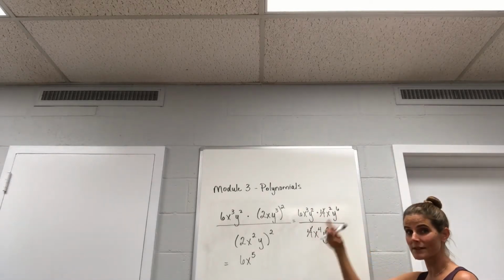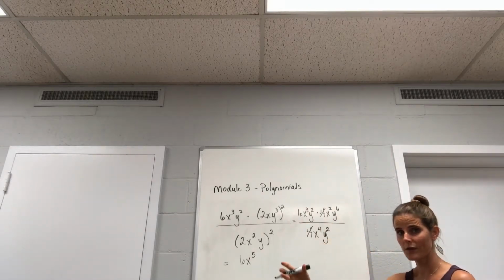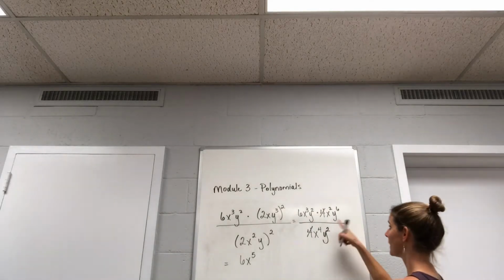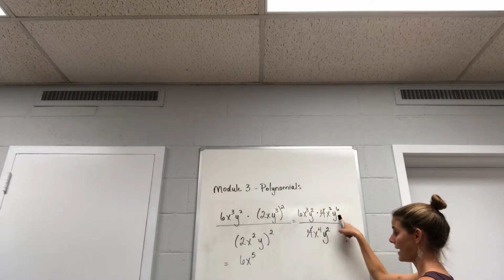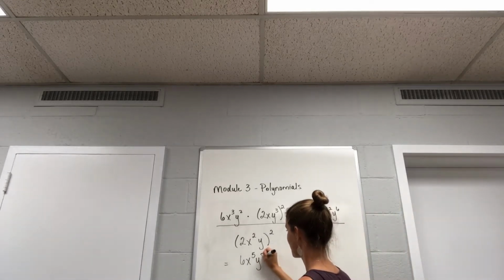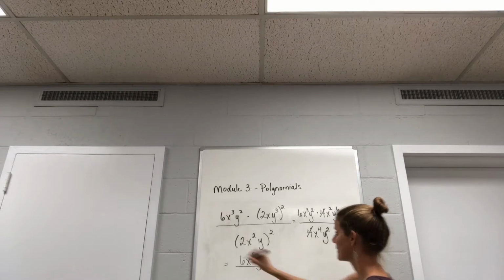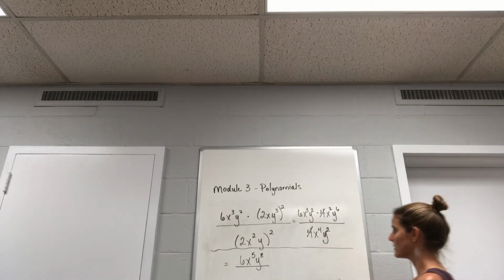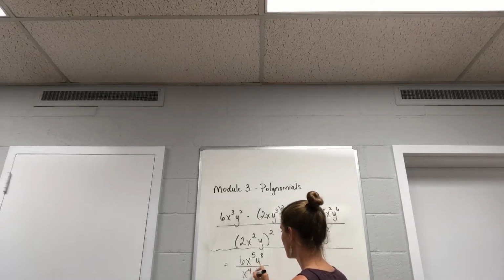So notice I'm treating the same bases together. So I kind of treat the coefficients, and then I treat the x's, and then I treat the y's. And if I had more than that, I would keep doing that. But y squared times y to the sixth, we add those exponents again, so that's y to the eighth. All over, let me draw a little line here so you don't get those mixed up. And then down here, x to the fourth, y to the second.